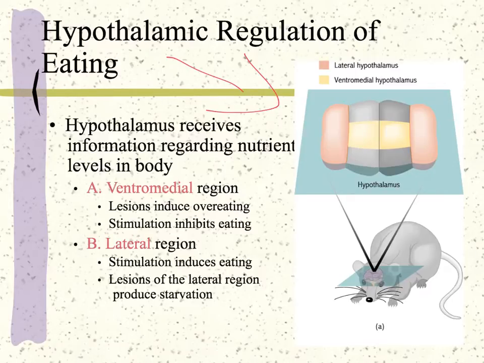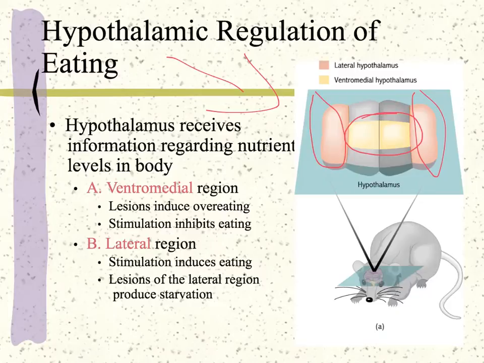All right. Here we see the lateral hypothalamus on the sides, and stimulation of the lateral hypothalamus is what makes us feel hungry so that we will be induced to eat. So if there's any damage to the lateral hypothalamus, we won't feel hungry ever, and there's a possibility that we'll starve to death.